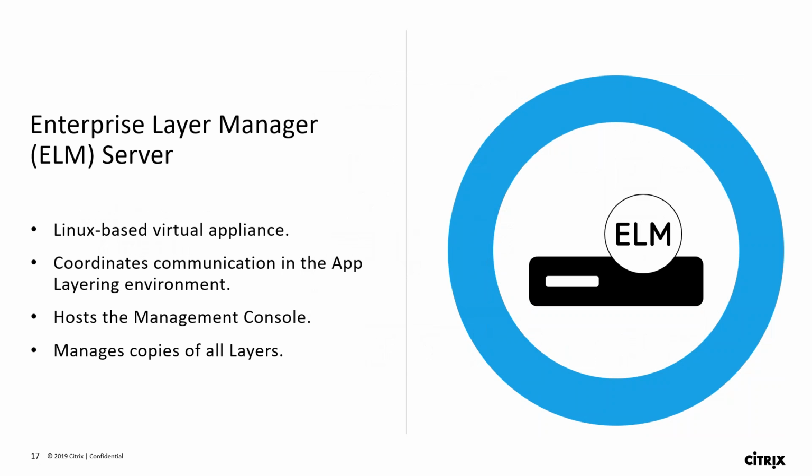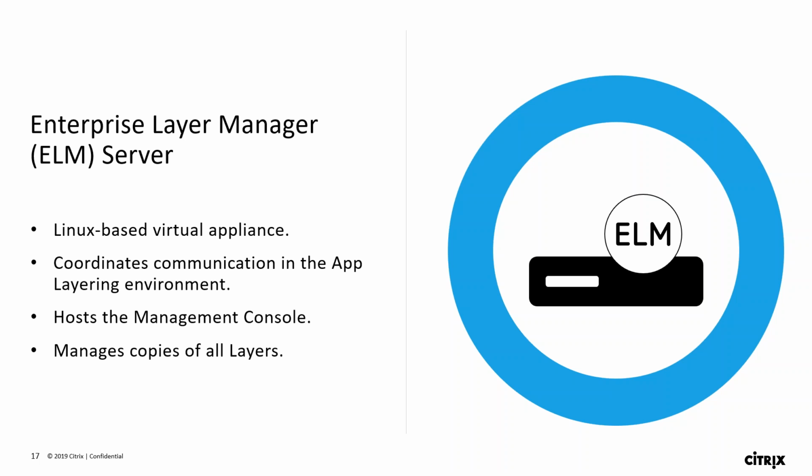Moving on, the Enterprise Layer Manager, again, it is the core. It is a virtual machine, a Linux-based virtual appliance. You download it and you run it on your hypervisor. We have versions of the ELM that run on Citrix Hypervisor. They run on Microsoft Azure, Microsoft Hyper-V, Nutanix AHV, VMware vSphere. We also have a version of the ELM that runs in Citrix Cloud.